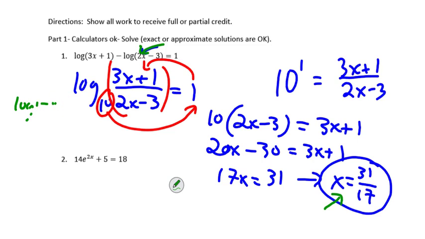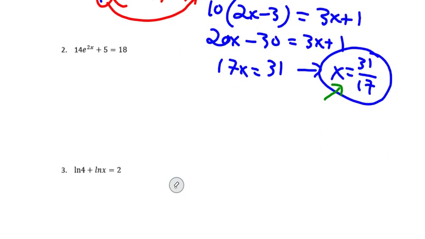Okay. Any questions on number 1? If you gave me a decimal answer, I think I was looking at some of your quizzes. It should have been like 1.8 something. Yeah. Very good. Okay, how about the next one?